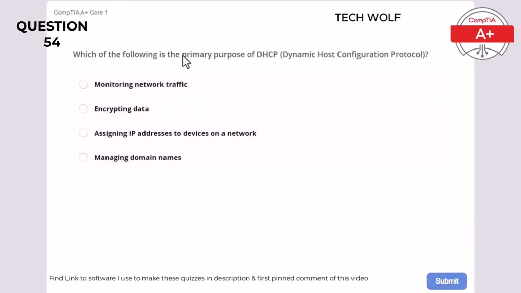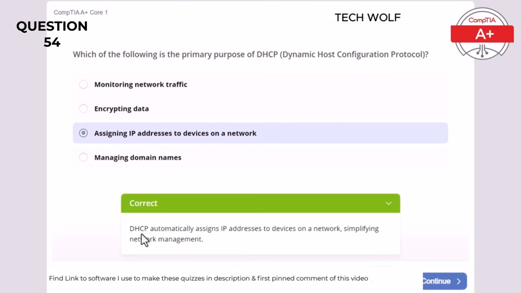Which of the following is the primary purpose of DHCP, Dynamic Host Configuration Protocol? Monitoring network traffic, encrypting data, assigning IP addresses to devices on a network, or managing domain names? And the correct answer is assigning IP addresses to devices on a network. DHCP automatically assigns IP addresses to devices on a network, simplifying network management.